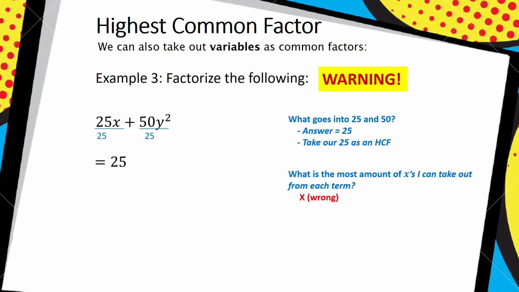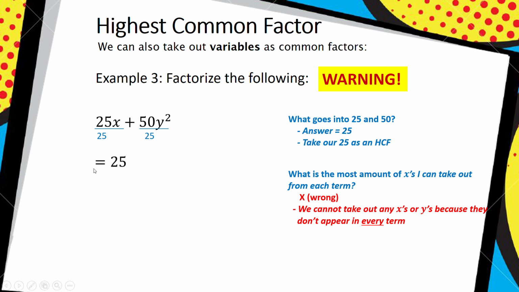In order for something to be taken out as a highest common factor, it has to appear in every single term. In this example, x is only in my first term, so I can't take out x's. I can't take out y's. So we can't take out any x's or y's because they don't appear in every single term. So my only common factor in this example is 25.